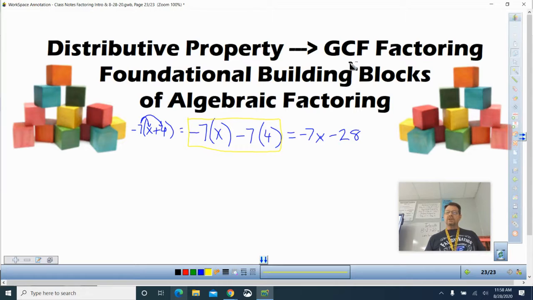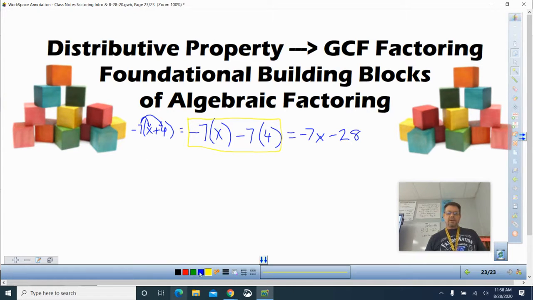Now it's called GCF factoring, greatest common factor factoring. However, it can also be referred to as undistributing the property, de-distributing, reverse distributive property, any kind of prefix you want to put on there that undoes the distributive property. And it's funny how different prefixes click with different people, but taking it and undoing the distributive property is what that's about.